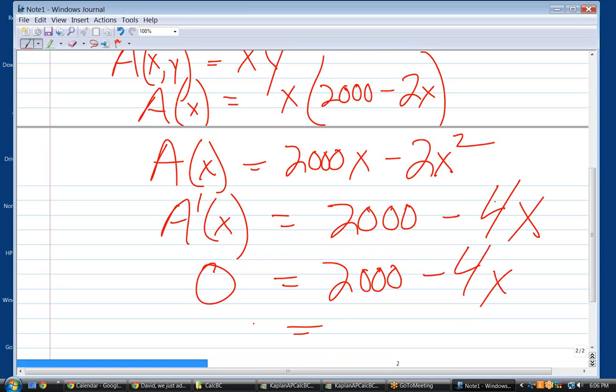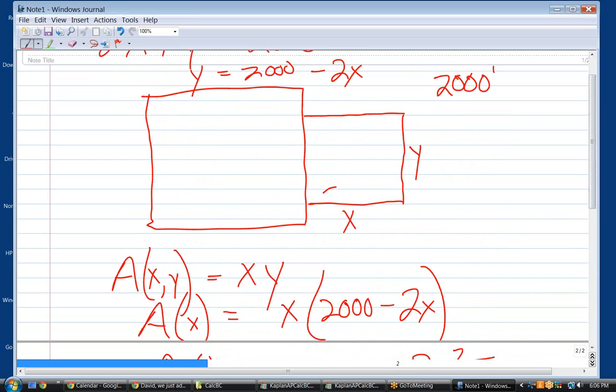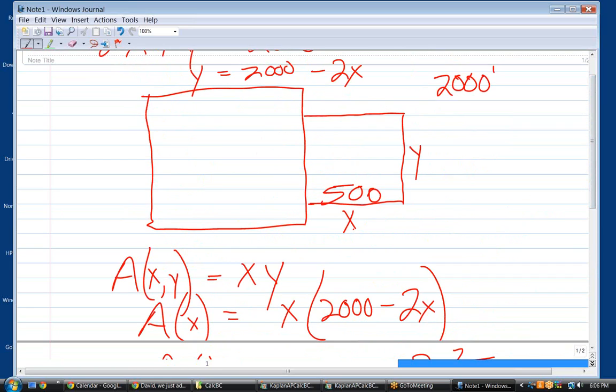And we discover that x of 500 gives us our answer. Then we can plug it back into that equation, x plus y equals 2,000. Plug in 500 for x and we get y of 1,000. You can actually go back and plug it into either equation.